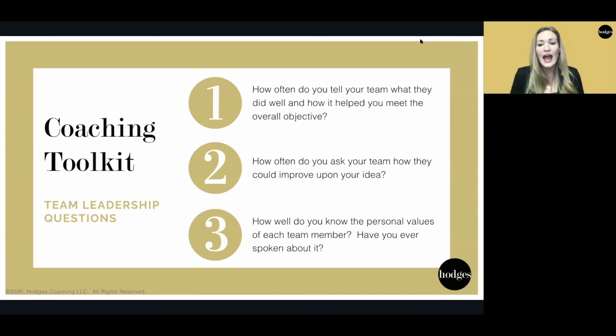Okay, number three: how well do you know the personal values of each team member? And have you ever spoken about it? If you've never done a values exercise, there's one on our resources page, I believe. Or if you aren't aware of your own values, or of somebody else's, what's important to them, it may feel kind of weird, but maybe ask them, or at least consider it. Take a moment in the next lesson to consider how well you know them and evaluate if you've ever had that discussion.